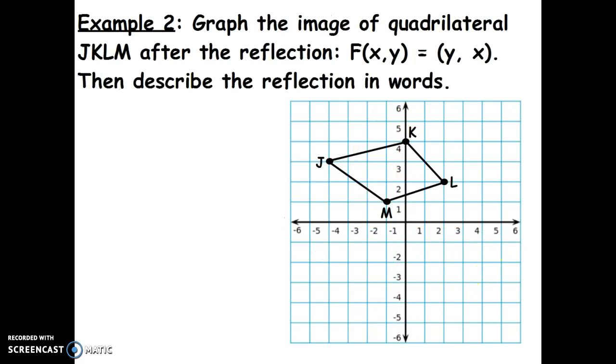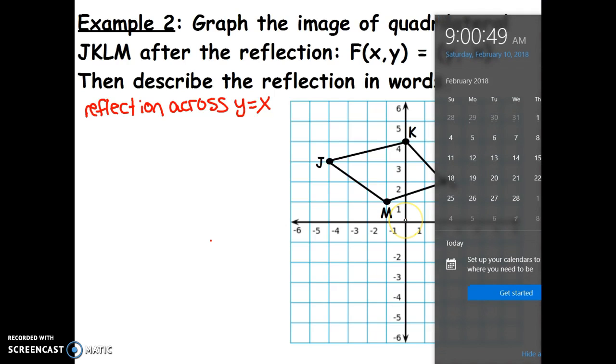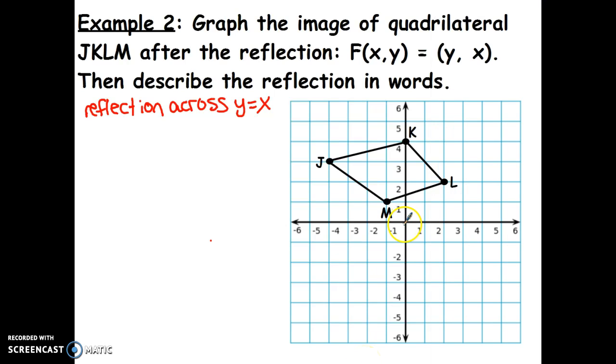Example 2. Graph the image of quadrilateral JKLM after the reflection, then describe the reflection in words. So we'll probably have to first describe the reflection in words so that we know what we're doing. As I take a look at this and I look back at my notes, I know that this is a reflection across y equals x. And I'm going to go ahead and draw that line of reflection so that we can visually see where that is.